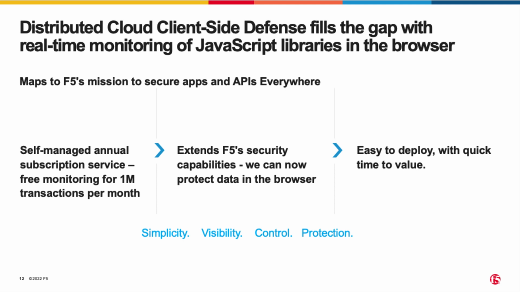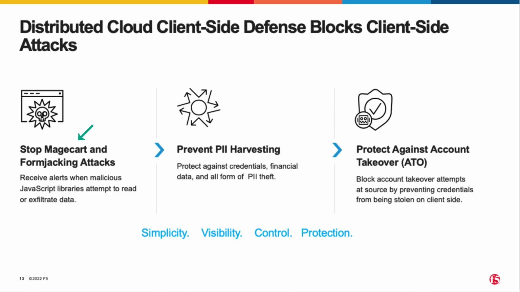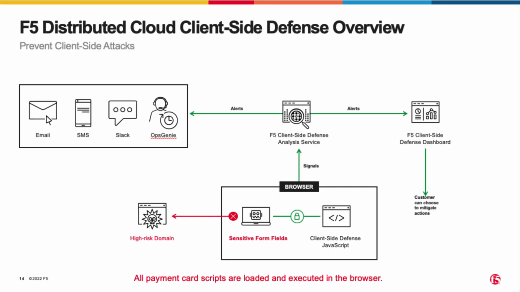Distributed Cloud Client-Side Defense Connectivity enables a self-managed service that seamlessly integrates with F5's BIG-IP to protect against client-side attacks such as Magecart, digital skimming, form jacking, PII harvesting, and other types of browser-based supply chain attacks. By providing real-time monitoring of a web application's JavaScript libraries for malicious activities, Distributed Cloud Client-Side Defense protects consumer data from being accessed by cybercriminals and assists organizations in meeting the new PCI DSS 4.0 requirements.